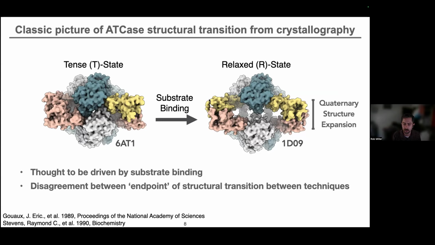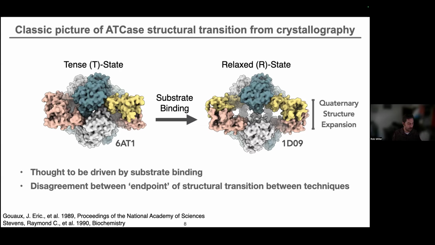And although crystallography revealed a lot of details about what this enzymatically active R state looks like, for example, how substrates are coordinated, or how regulatory nucleotides are bound at the face of these regulatory dimers, there is disagreement between structural techniques on exactly what this R state looks like in solution. And we'll actually come back to this quite a few times throughout the talk.